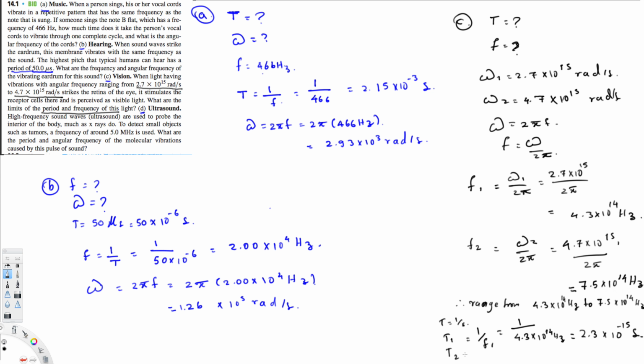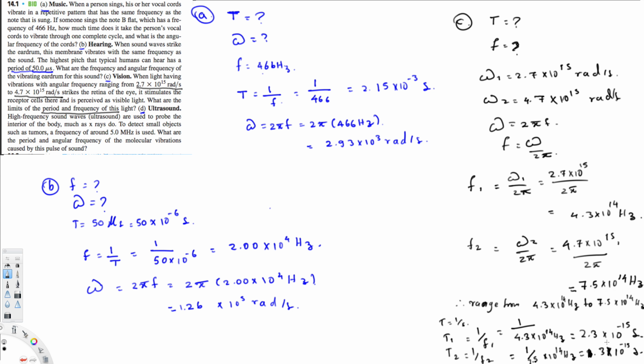Let's calculate period 2. T2 is equal to 1 over f2, and this is going to be equal to 1 over 7.5 times 10 to the power of 14 hertz, and that gives us 1.3 times 10 to the power of minus 15 second.